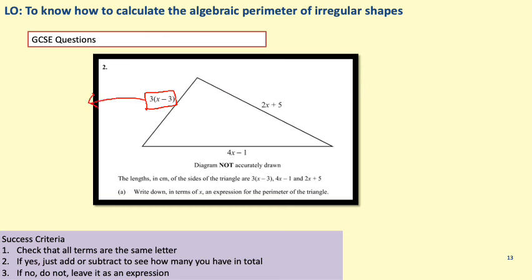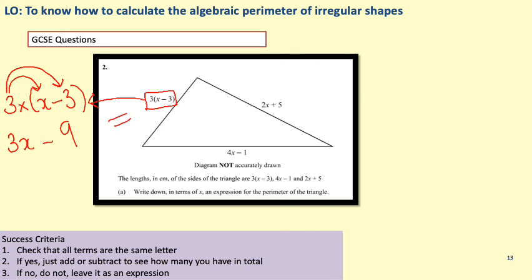that we have 3 times by everything inside the bracket. So x minus 3. So we have to times the 3 by the x, which will give us 3 lots of x. And we also have to do 3 times by negative 3. So that would be negative 9. So this here is equal to 3x minus 9. Pause the video and give yourselves a minute to see if you can come up with the answer to this GCSE question.